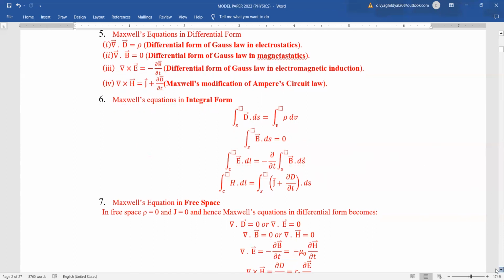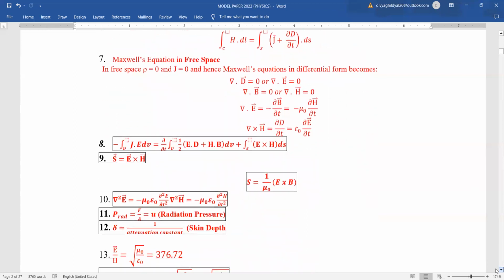Now, if we are asked to write Maxwell's equation in free space, this question can be asked in section A. Then free space means no charges present, rho equal to 0, and obviously current density J equal to 0. Hence, Maxwell's equations in free space become del dot D equal to 0, del dot B equal to 0, del cross E equal to minus del B by del T, and del cross H equal to del D by del T.